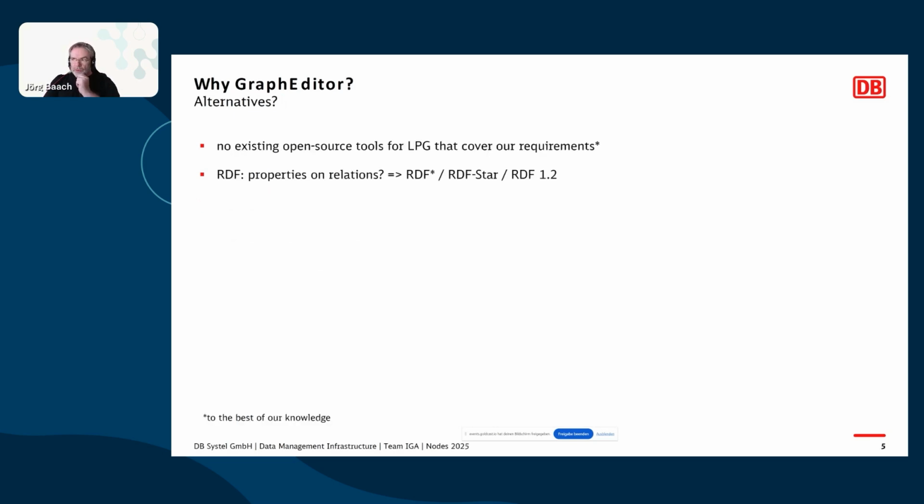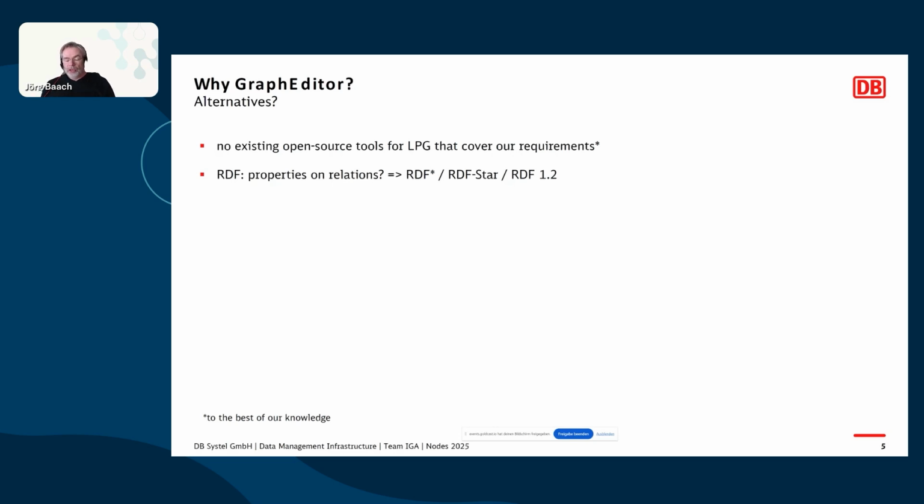One can ask, why didn't we just use one of the existing tools? Within the world of labeled property graphs, we didn't find anything that really matched our requirements, especially not open source tools. But from what we've seen, really to the best of our knowledge, it's also in the closed source world that we didn't find what we needed.